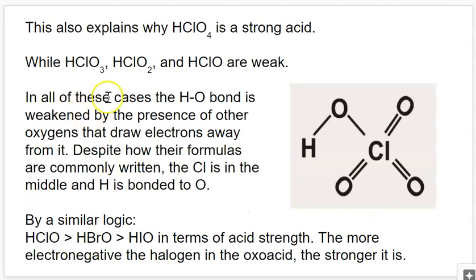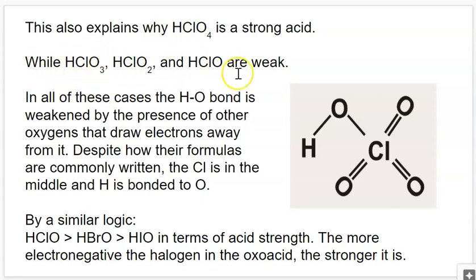This also explains why perchloric acid, HClO4, is a strong acid, whereas HClO3, which I think is chloric acid, HClO2, which is chlorous acid, I think, and then HClO, which is hypochlorous acid, are weak. Why are the three of these weak and this one strong? Same explanation. This one has the most oxygens on it, which is going to make this anion super electronegative and hog the electrons, and the hydrogen is barely going to be able to see them, so it's just going to dip. It's just going to leave.